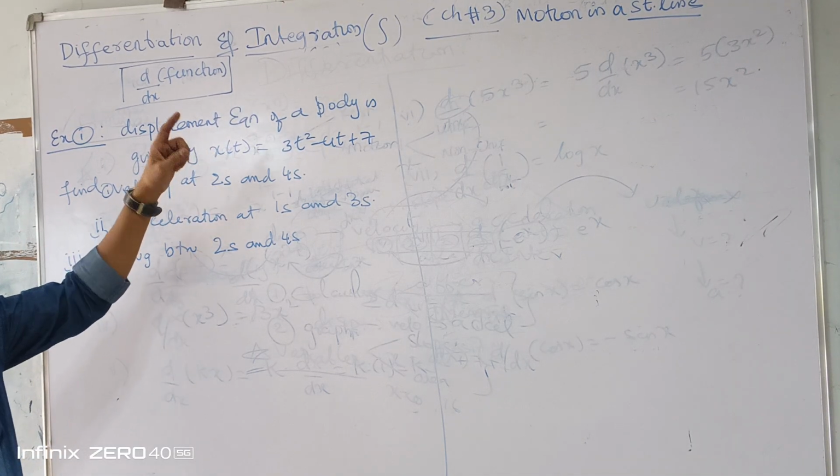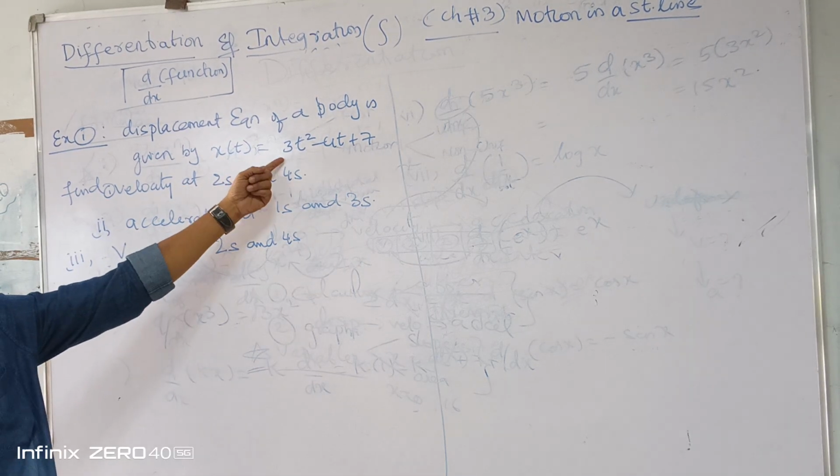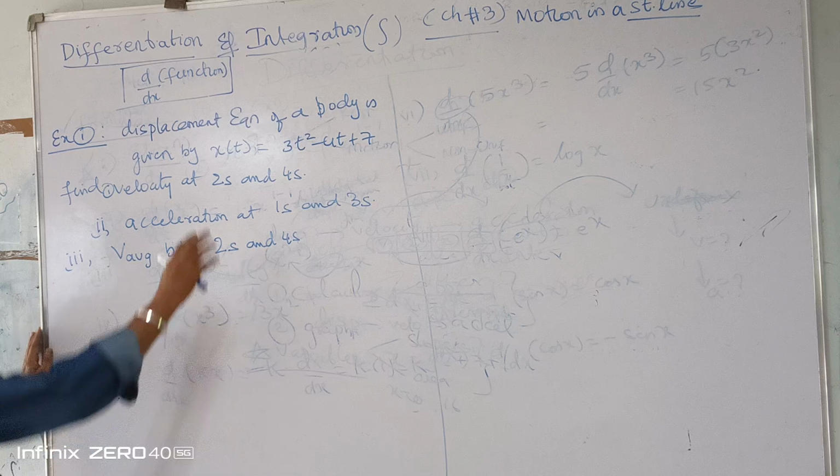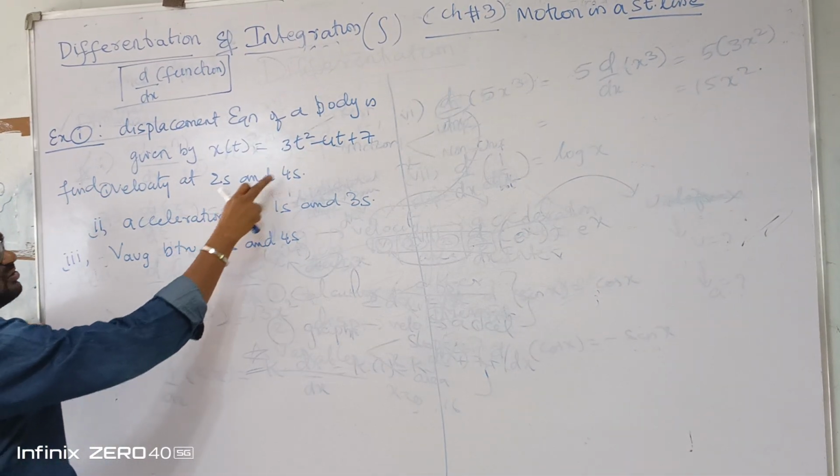The variable in this equation is time. So you have to differentiate this with respect to the variable, which is time here. If this is a displacement equation in terms of time, you are asked to find the velocity at 2 seconds and the velocity at 4 seconds.